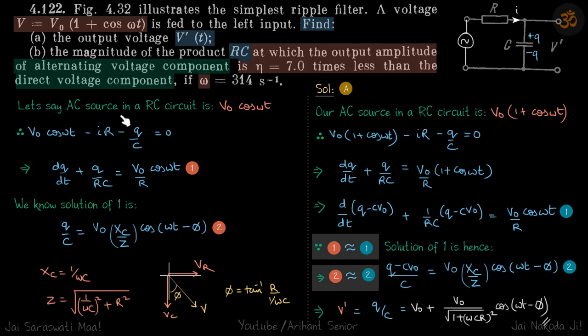Now where did that solution come from? It came from this equation. If you take the loop for the RC circuit, you get V0 cos omega t minus IR minus Q by C equals 0. We can write I as dQ by dt. So this becomes dQ by dt plus Q by RC equals V0 by R cos omega t. When we solve this equation, we have to use an integrating factor and all that, which is a bit lengthy. But the solution of this equation is this. That's how we actually get this.